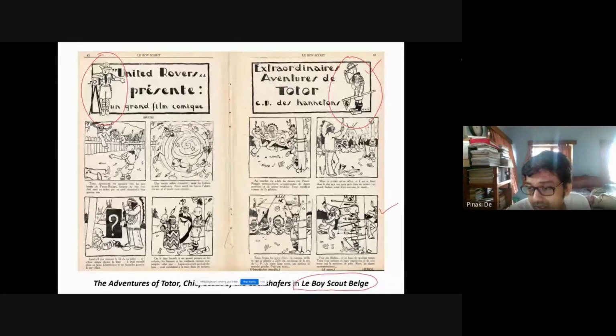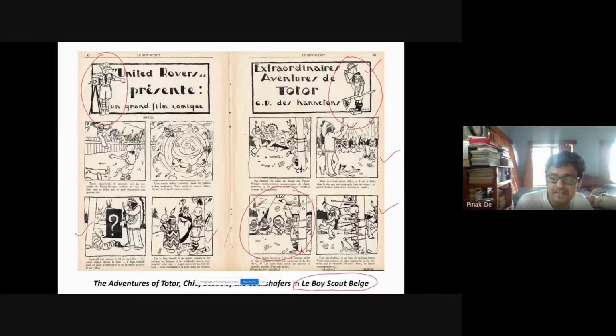In fact, if you see the two pages of Totor, this is very close to the story of Tintin in America that he wrote later. So Totor is actually in an Indian American camp. Even the pictures of Tintin in America are very close to these pictures of Totor. So he created Totor and he began his career as an illustrator.